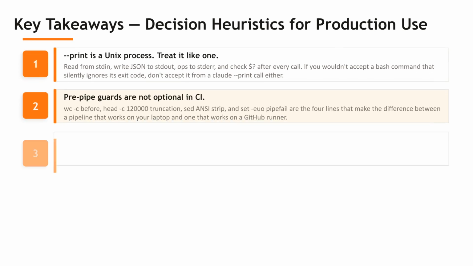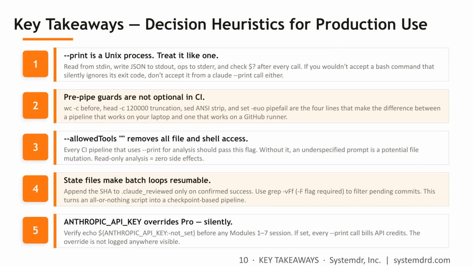Five heuristics. These are the principles you apply automatically after this lesson becomes habit. 1. claude -p is a Unix process. Treat it like one. Stdin, stdout, stderr, exit code. If you wouldn't trust a bash command that ignores its exit code, don't trust claude -p without checking $?.